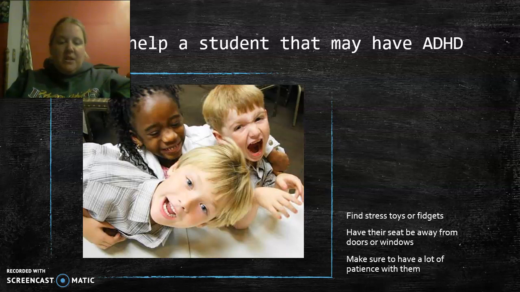Another thing is make sure that if you do assigned seating, they are not sitting by a window or a door. Most of the time that helps. I do know that sometimes the student will just get up and run to a window or a door and see what's happening outside anyway. But if you can keep them away from it, it will cause less distractions. And again, with these kids, you definitely have to have patience for them and you definitely have to be a good support system because if you're not, it will only amp them up more. And if they amp up more, then obviously you're going to have more problems with getting them to focus on their work.